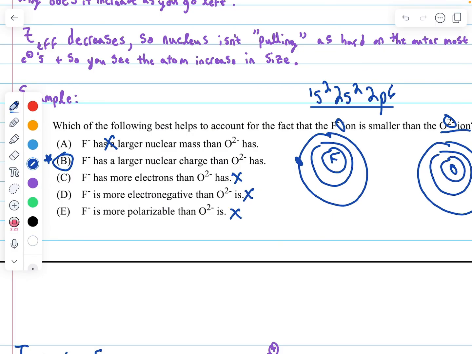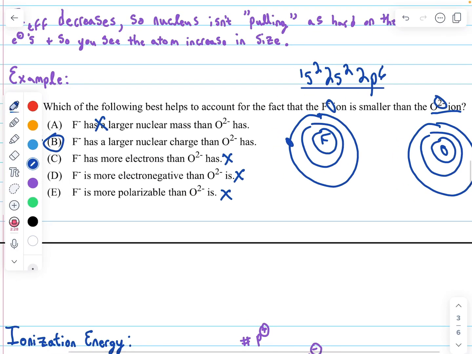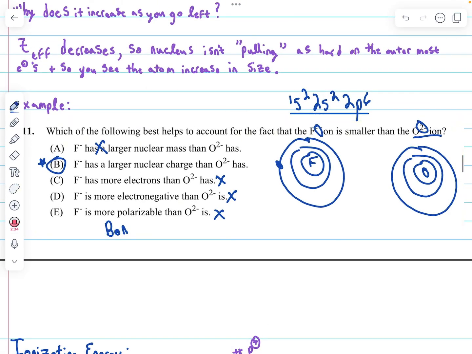And then fluoride is more polarizable. We're not really looking at polarity because there's no bonds or anything like that, so we don't really need to look at polarity. And so we know that the answer choice is going to be B.